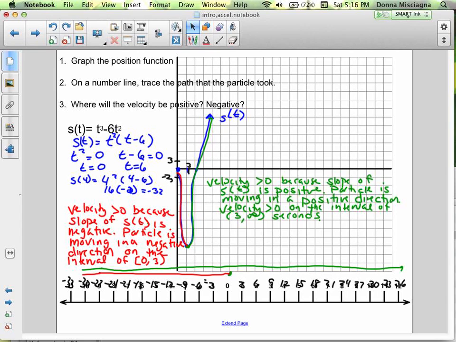All right, let's alter our graph a little bit. We stopped originally at 27. 1, 2, 3, 4, 5, 6, 7, 8, 9, 10, 11. So actually it should be at 4.